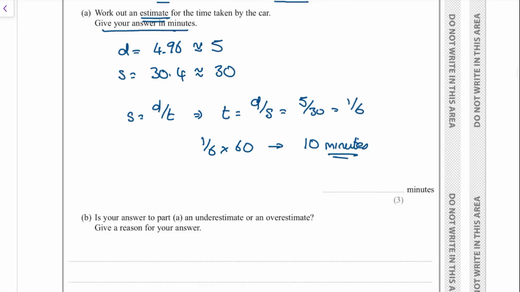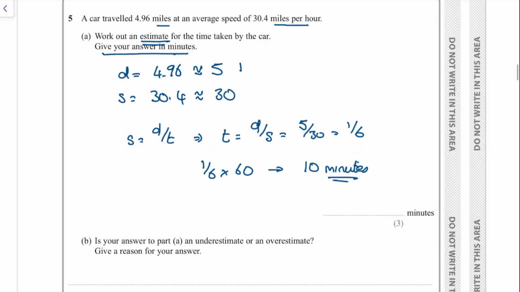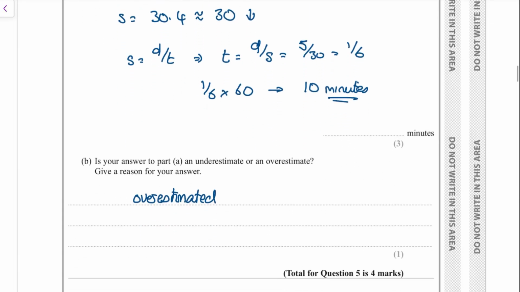Here we go. Another wordy question. Is your answer to part A an underestimate or an overestimate? Think about what we've done. My distance has gone up and my speed has gone down. So I've taken a bigger number and divided by a smaller number, which means my estimate is going to be, what have I done? I've rounded up, so therefore I've overestimated. And it says, give a reason for your answer.